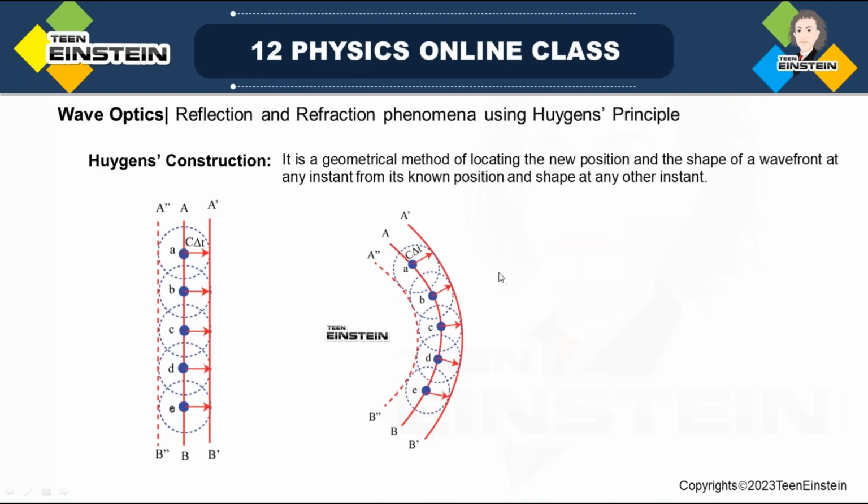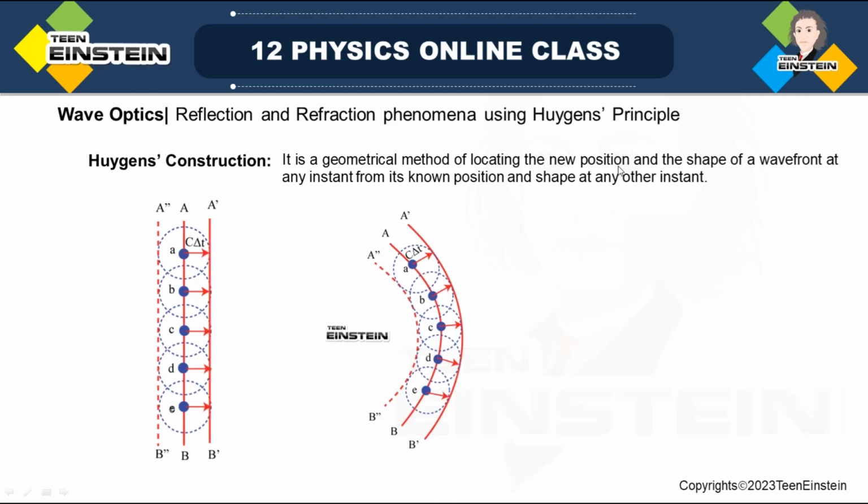Hello students, we're back with the second lecture on wave optics. So today we are going to show you how we can explain the phenomena of reflection of light and refraction of light using wave theory, basically using Huygens' construction, geometrical construction, or Huygens' principle, which is based on wave theory.